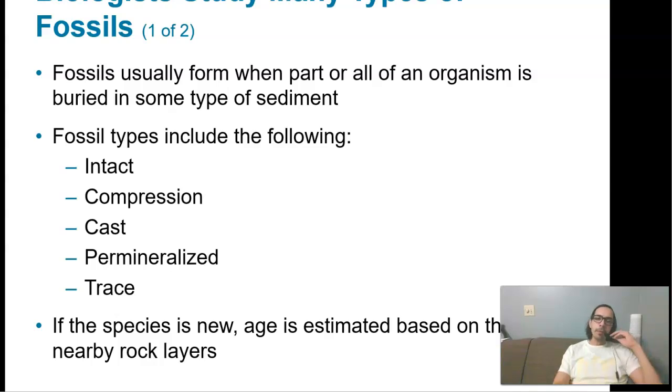Fossils usually form when part or all of the organism is buried in some type of sediment. The many types include an intact fossil, compression, cast, permineralized, and trace. If the species is new, its age is estimated based on the age of nearby rock layers.